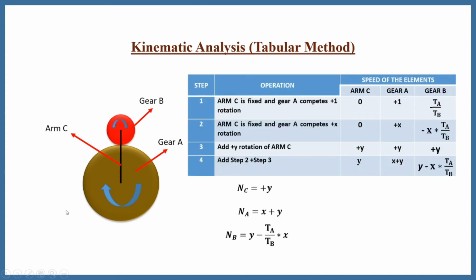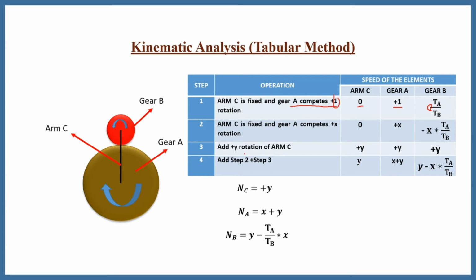Now this is the table that you need to draw every time, and you have to put these values or this equation in the same manner. Arm C is fixed and gear A completes the +1 rotation. Again, the arm is fixed, that's why it's 0. Gear A completes the +1 rotation, that's why +1, and gear B rotates in the anti-clockwise direction, and its velocity ratio is Ta upon Tb, that's why it is minus Ta upon Tb because it rotates in the opposite direction. Now instead of this +1, you need to multiply all the equation by x. We'll get 0, x, minus x Ta upon Tb.